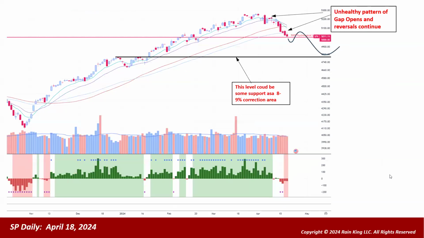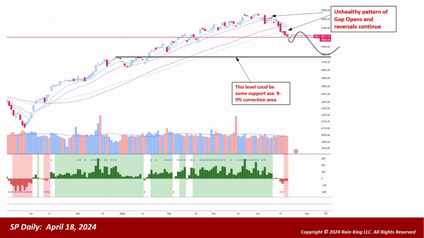Here's a quick look at the S&P. This was the stronger of the indexes. It was holding up the longest. But even this unhealthy pattern of gap opens and reversals continues as we correct. We're right down now sitting on the 5,000 psychological level.